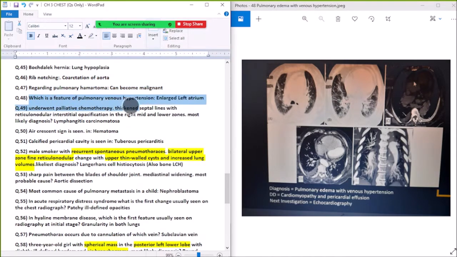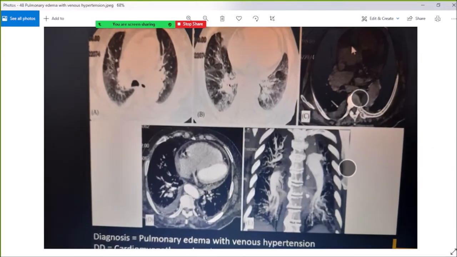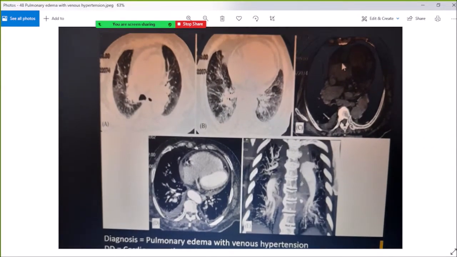Question 48. With features of pulmonary venous hypertension and an enlarged left atrium, this is pulmonary edema with venous hypertension.